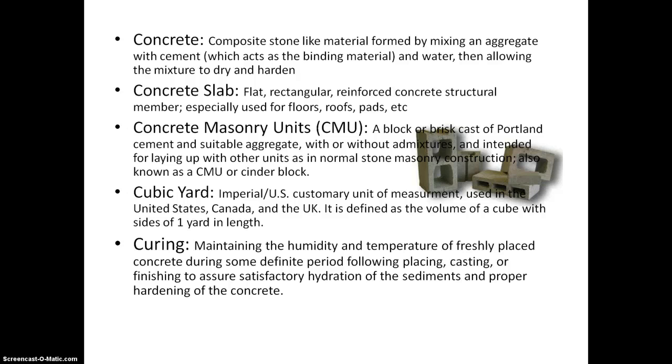Concrete masonry units, or CMU, are blocks cast of Portland cement and sustainable aggregate, with or without admixtures, and intended for laying up with other units as in normal stone masonry construction, also known as CMU or cinder block. And it's basically, if you've ever been to the dorms, the walls are made of cinder blocks. Cubic yard is the unit of measurement for concrete.